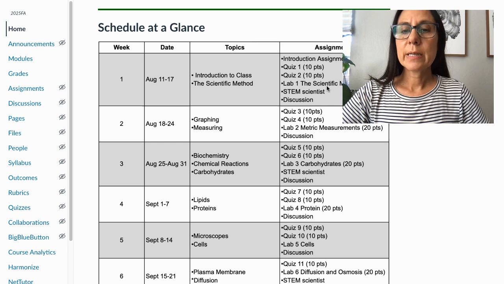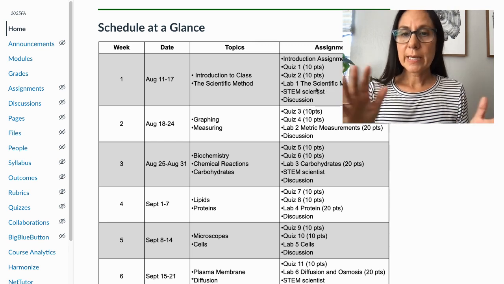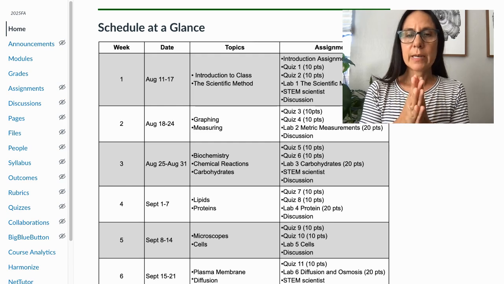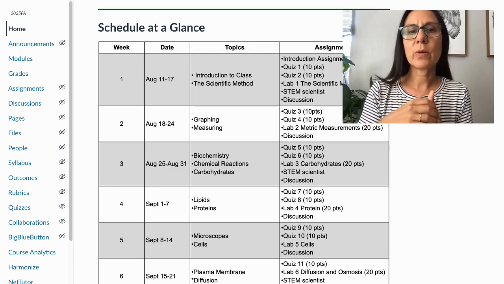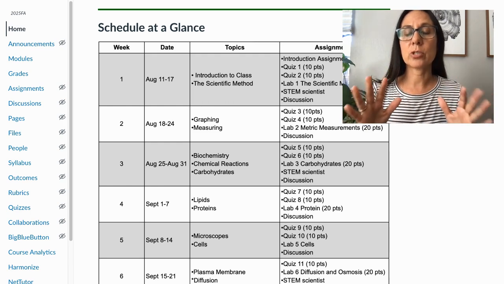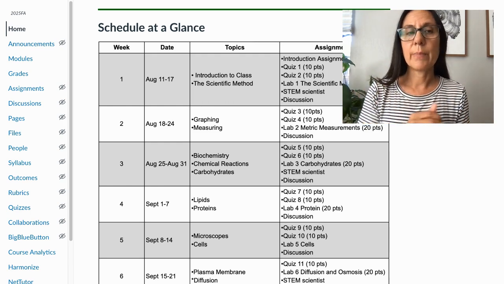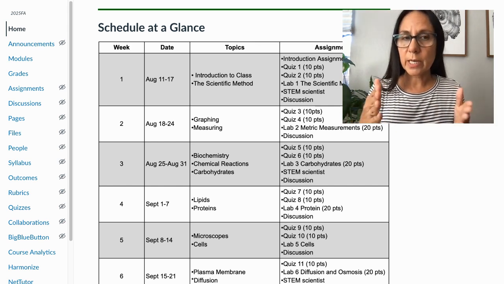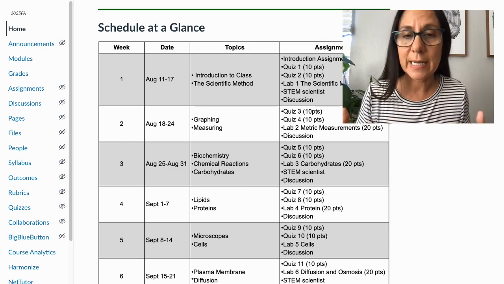Then lab 1 is this week, and every week you have a lab assignment. And this lab 1 is a little bit intense in that you have to set up an experiment and collect some data over the week. So I highly recommend you start doing that today or tomorrow, because you need several days to do the experiment. So start that. Don't put that off to the last minute, because you need several days to collect data.